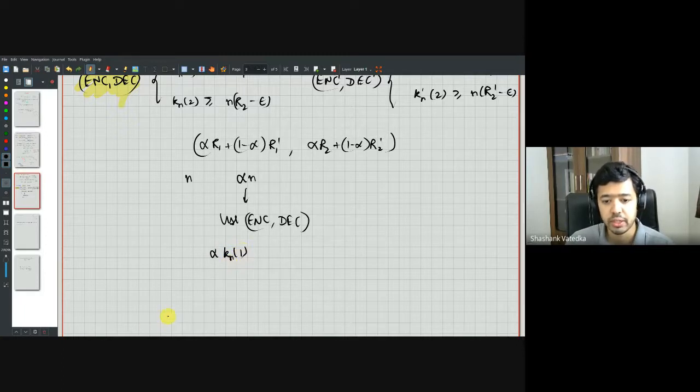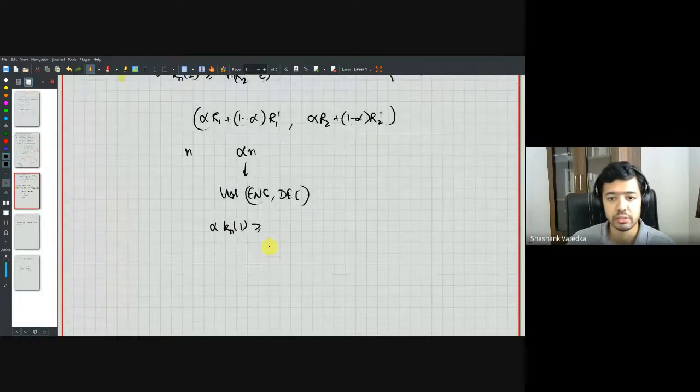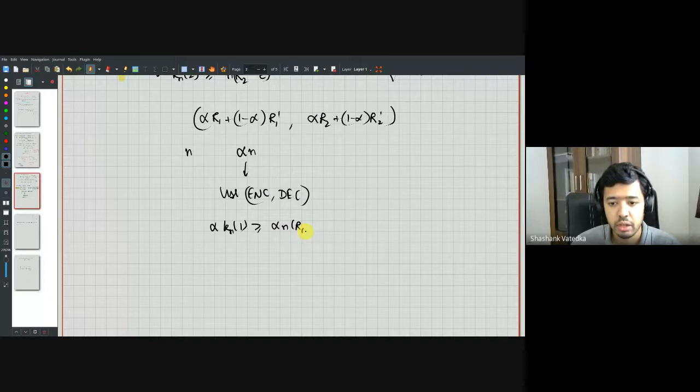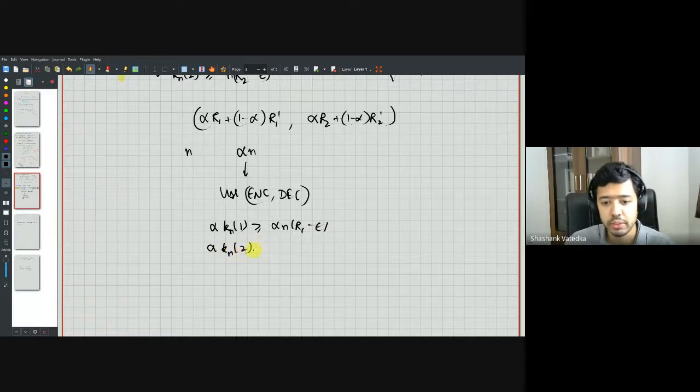So transmitter 1 can transmit these many bits, which is at least alpha n times (R1 minus epsilon), and transmitter 2 can send alpha k_n(2) bits, which is at least alpha n times (R2 minus epsilon). Okay, that's fine. So in the first alpha n uses, you use this encoder and decoder.